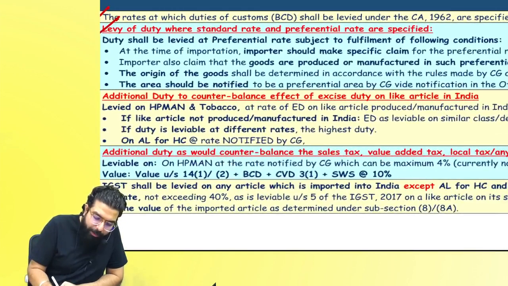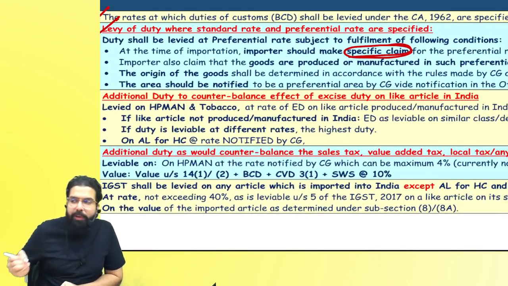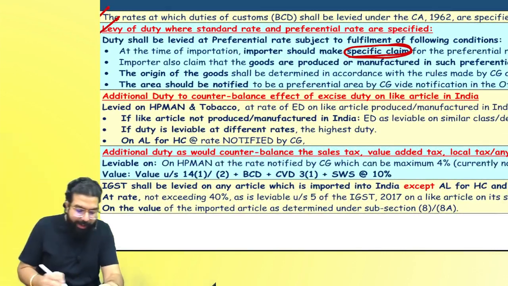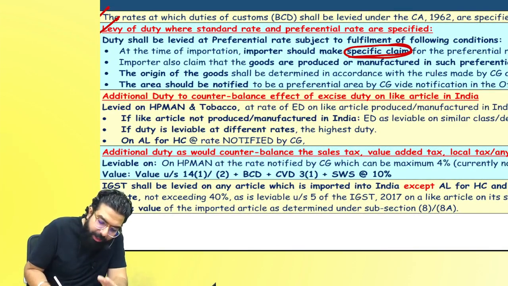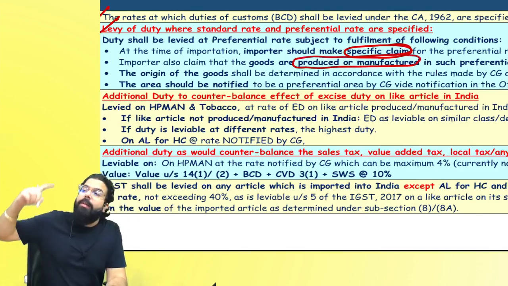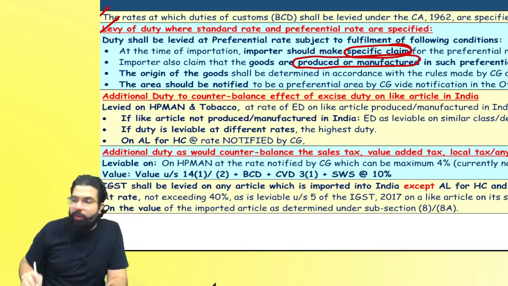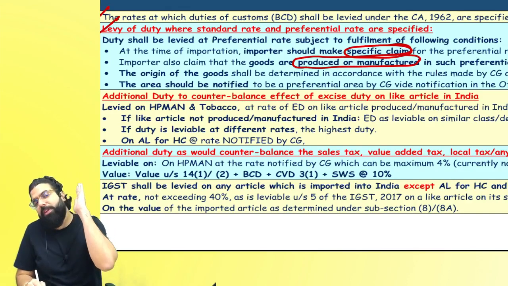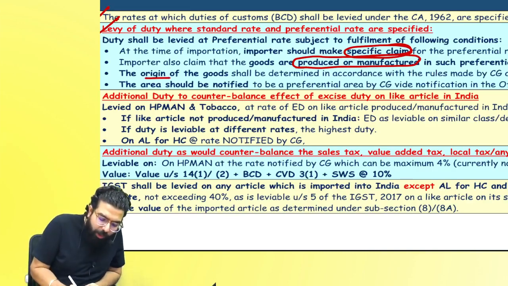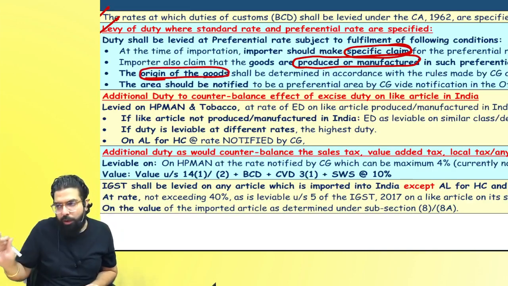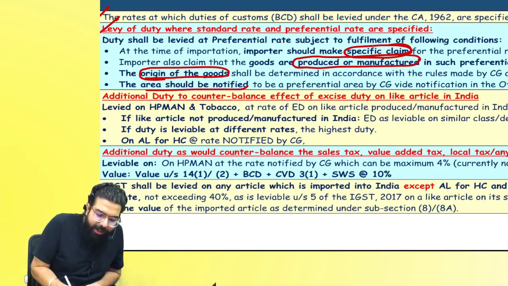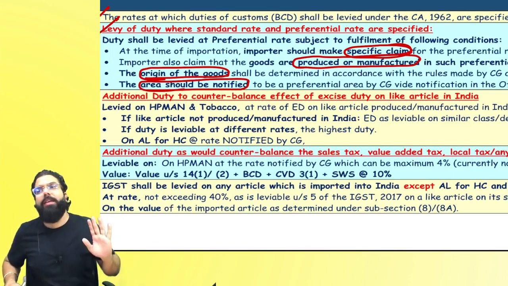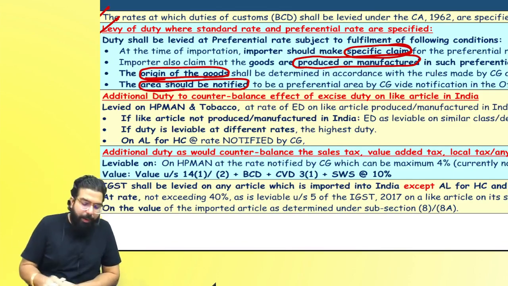Number 1, you have to make a specific claim. When you are filing your bill of entry, you have to claim that preferential rate of duty should be levied on your goods. Secondly, sir, importer also claims that the goods are produced or manufactured in that country only from where you can claim preferential rate of duty. Basically, it has been manufactured or produced in the preferential area. Thirdly, the origin of the goods shall be determined by the government in accordance with the rule. And fourthly, the area also should be notified as a preferential area by the central government in the official gazette. Only then preferential rate of duty shall be given.